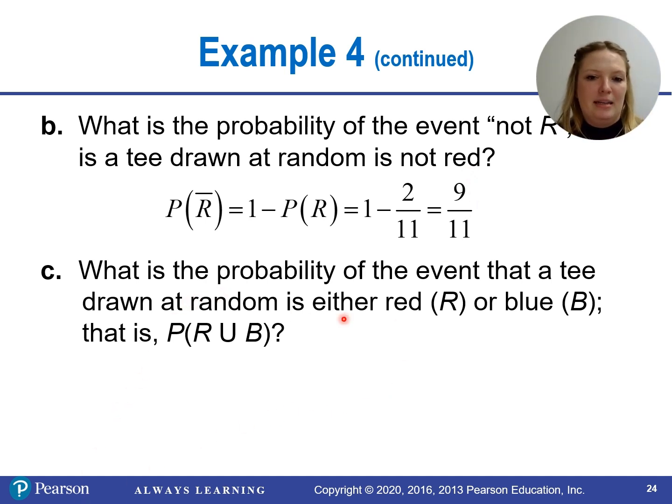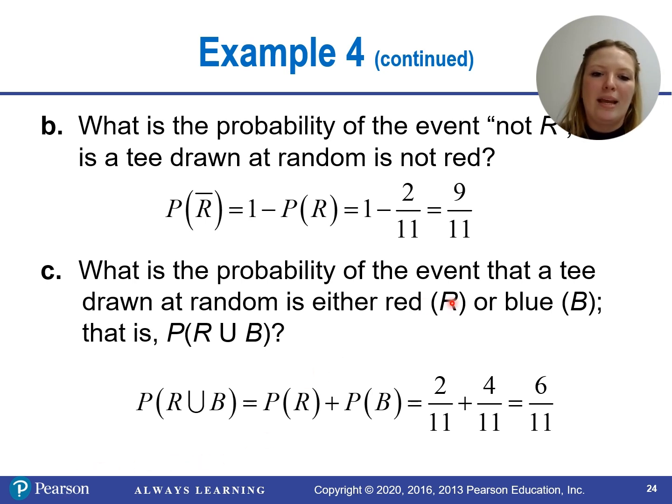What is the probability of the event that a tee drawn at random is either red or blue? These are mutually exclusive events. A tee cannot be both red and blue at the same time. So we can just add together the probabilities of getting a red, 2/11, and the probability of getting a blue, 4/11, to get 6/11 total.